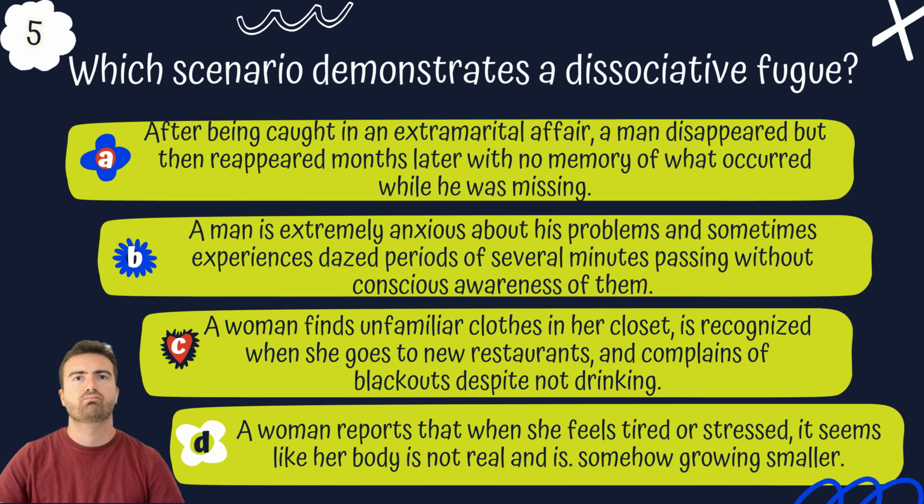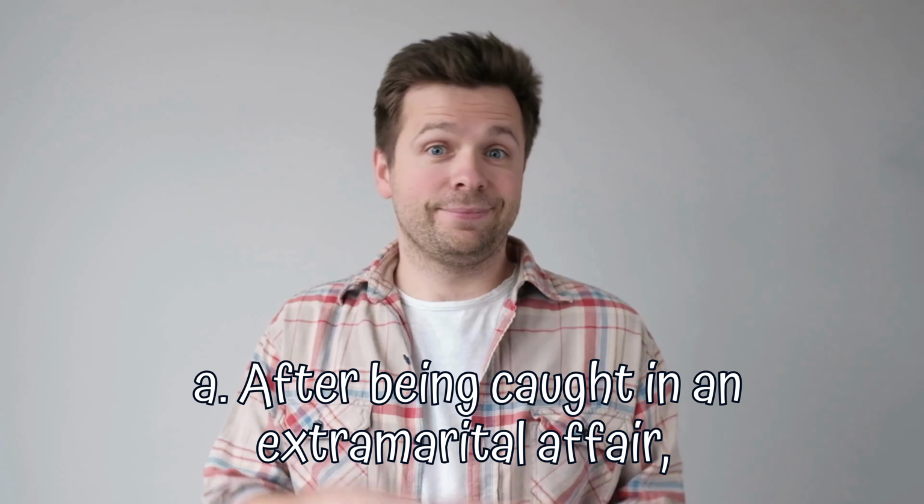A. After being caught in an extramarital affair, a man disappeared but then reappeared months later with no memory of what occurred while he was missing. B. A man is extremely anxious about his problems and sometimes experiences periods of several minutes passing without conscious awareness of them. Or C. A woman finds unfamiliar clothes in her closet, is recognized when she goes to new restaurants, and complains of blackouts despite not drinking. Or is it D? A woman reports that when she feels tired or stressed, it seems like her body is not real and is somehow growing smaller. The answer is A.